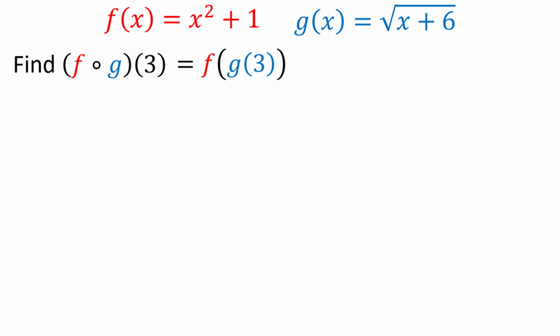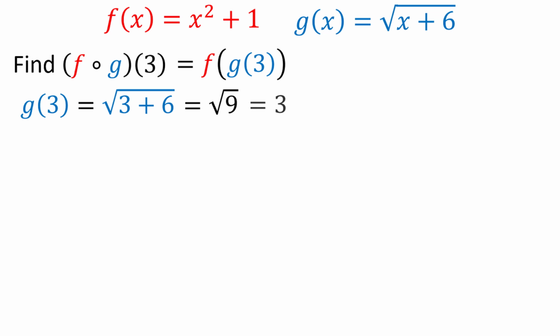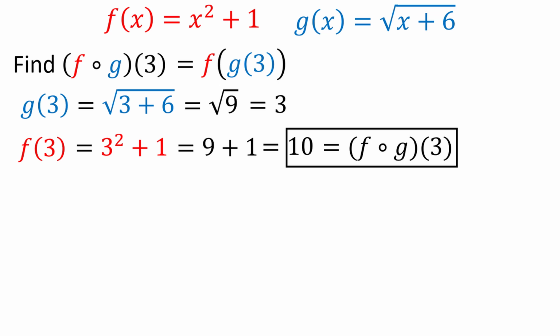The first step is to find g(3), which is the square root of 3 + 6. This simplifies to the square root of 9, which is 3. The output of 3 from g(x) becomes the input into f(x), so now we must evaluate f(3). We have 3² + 1, which simplifies to 9 + 1, which is 10. f(g(3)) is equal to 10.